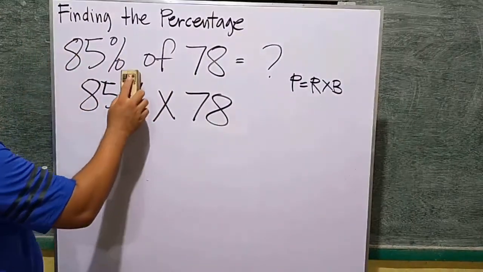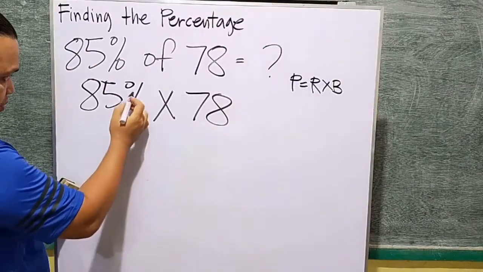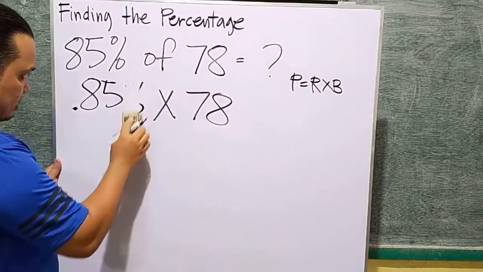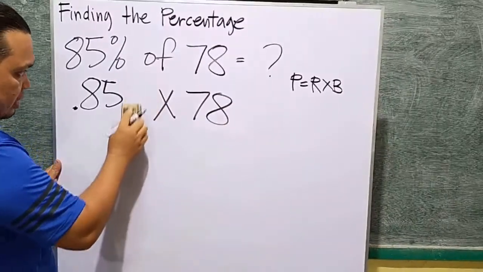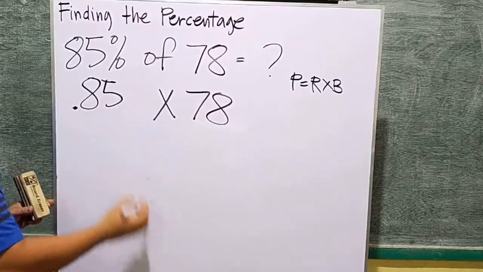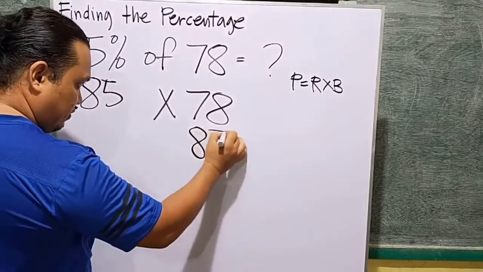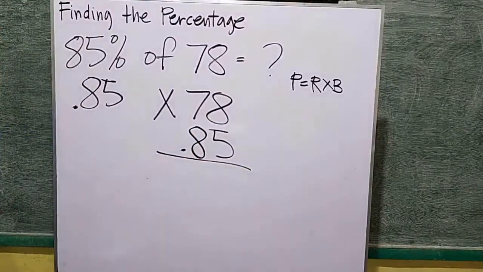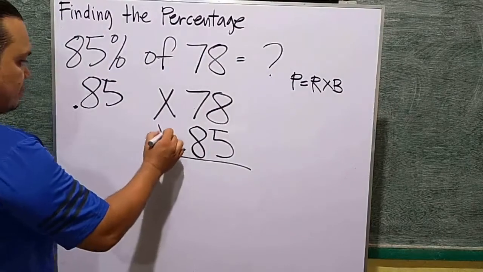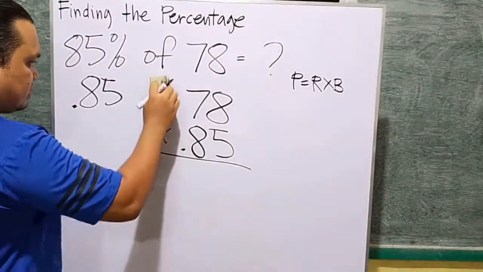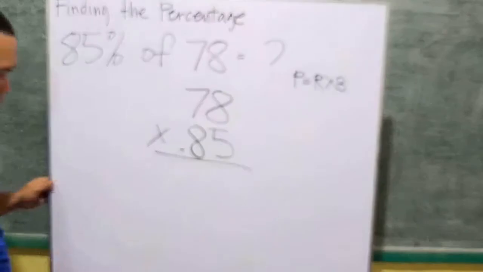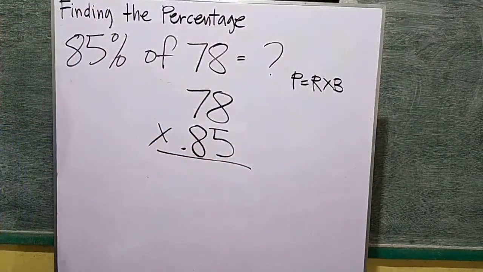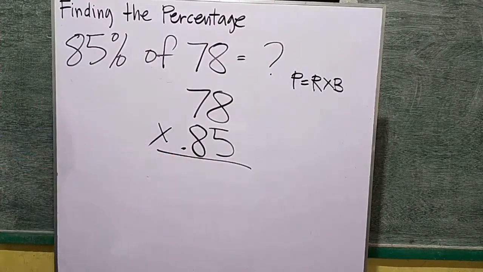So from here, we move 2 steps to the left. 1, 2, we have our decimal point here and drop the percent sign. So we have 0.85. Let's multiply that. That will be our solution. So we are now multiplying a decimal number. 78 times 0.85.